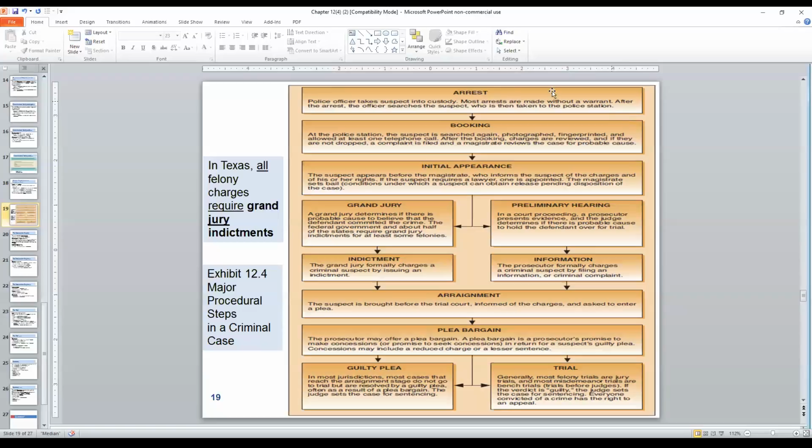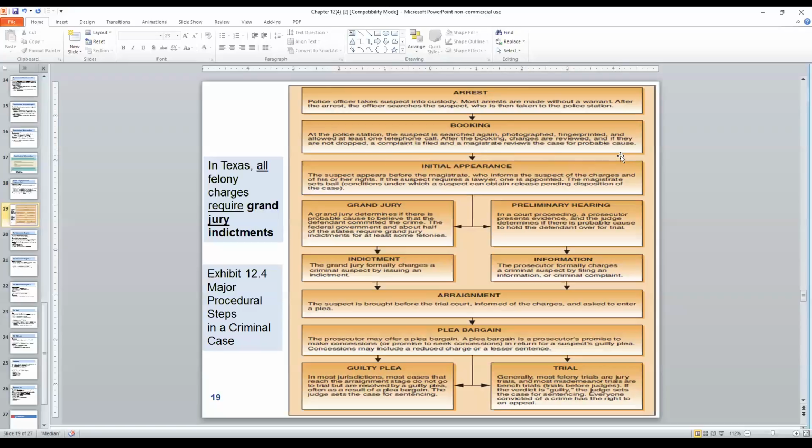So after the suspect is arrested, then he or she will be transported to the police station for booking. At the police station, the suspect is searched again, photographed, fingerprinted, and allowed at least one telephone call. After the booking, which again is that recording of the information, charges are reviewed, and if they are not dropped, a complaint is filed and a magistrate reviews the case for probable cause. So if an arrest warrant wasn't procured beforehand, this is the check on the system.